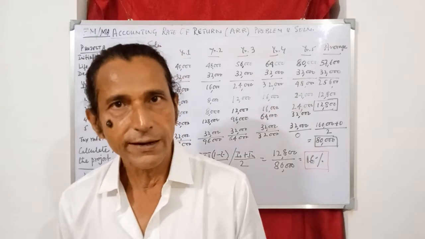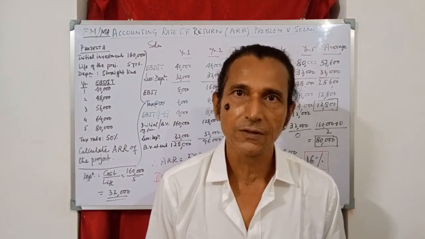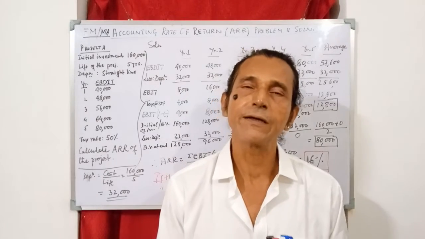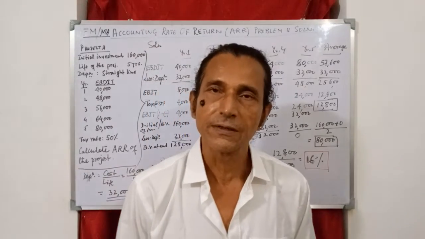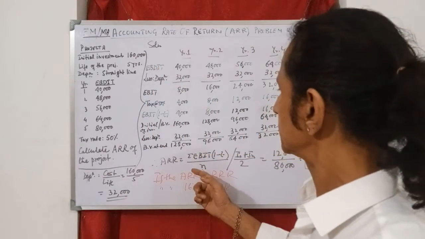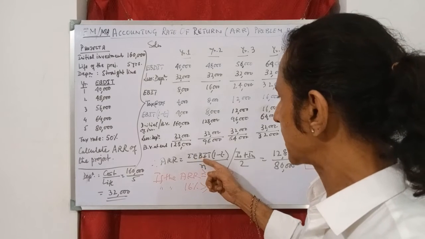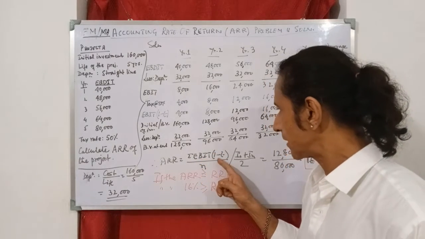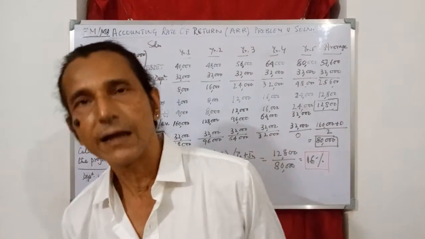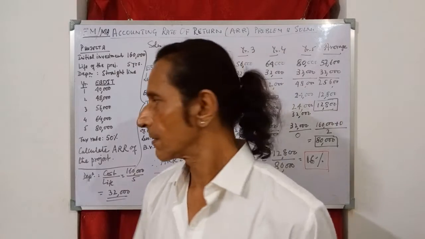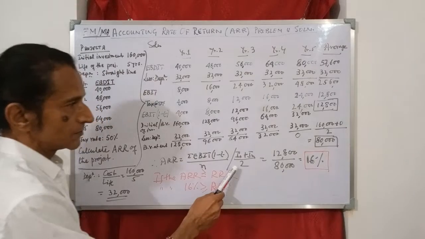ARR basically means the average profitability of a project. It is found out by dividing the average profit of the project by the average investment. That is, sigma EBIT, earnings before interest and tax, multiplied by (1 minus T), where T is the tax rate, divided by N, where N is the life of the project, divided by (I0 plus IN) divided by 2.